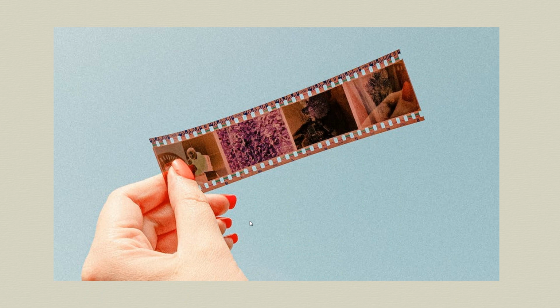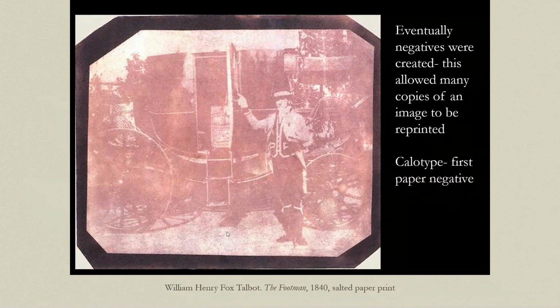The negative is just the opposite. So the light is dark, the dark is light. Okay, and then they flip it when they make the actual photograph. So the first negatives were called a calotype, and that allows you to make multiple copies. That's why that's a big deal.